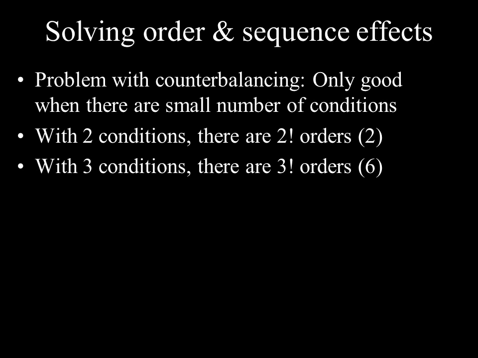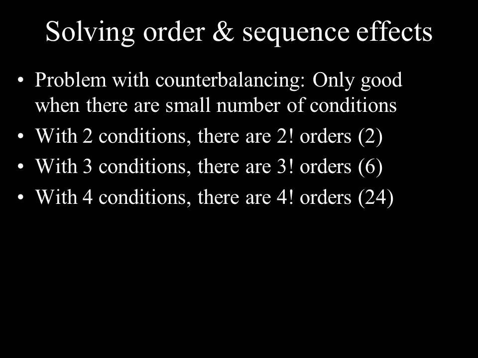However, when you have 3 conditions, there are 3 factorial, 3 times 2 times 1. So there are 6 different orders, and when you think about it, you have ABC, ACB, BAC, BCA, CAB, CBA. Those are your 6 orders if you have 3 conditions. And I'm not going to try that for more than 3 because I would totally mess it up.